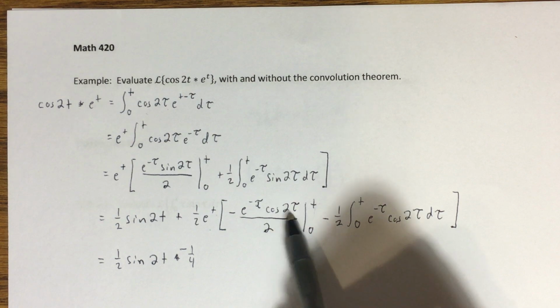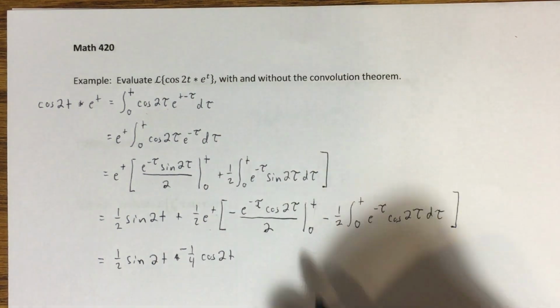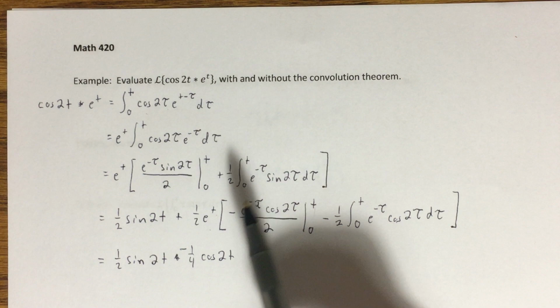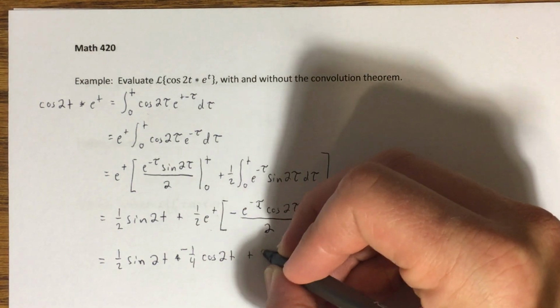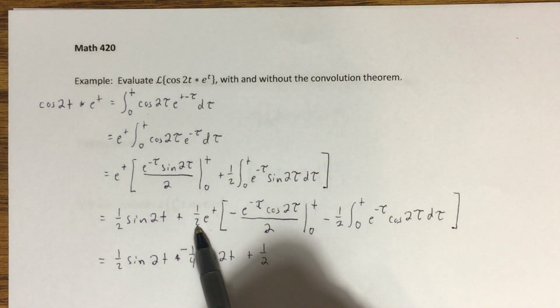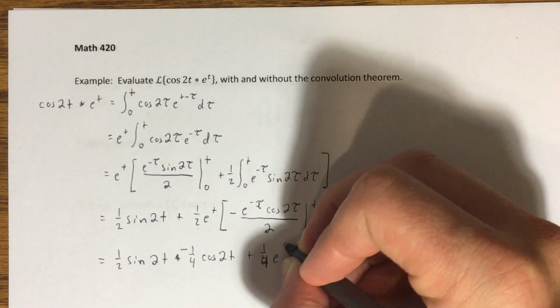Cosine of 2t. And then plug my lower limit of integration in, my entire numerator becomes a 1. So this becomes a minus 1/2. I'm subtracting a negative 1/2, which gives me a plus 1/2. But then I have to distribute this other 1/2 and that e to the t into that. So let's actually make that a 1/4 e to the t.